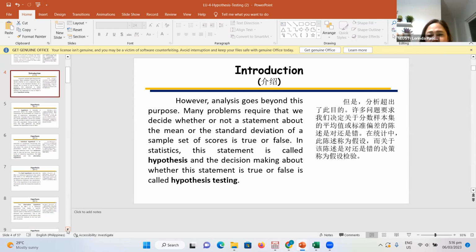So not only in writing a thesis or dissertation, but even in your job, which requires presentations, for example, you can use SPSS. However, our analysis goes beyond the purpose of just describing a particular data set, because many problems require that we decide whether or not a statement about the mean or the standard deviation of a sample set of scores is true. In statistics, these statements are called hypotheses, and the decision making about whether a statement is true or false is what we call hypothesis testing.